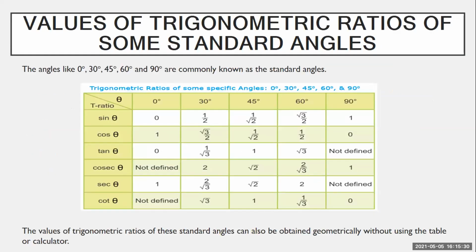Values of trigonometric ratios of some standard angles. The angles like 0 degree, 30 degree, 45 degree, 60 degree, and 90 degree are commonly known as standard angles. The values of trigonometric ratios of the standard angles are shown in the following table. These values of trigonometric ratios can also be obtained geometrically without using the table or calculator.